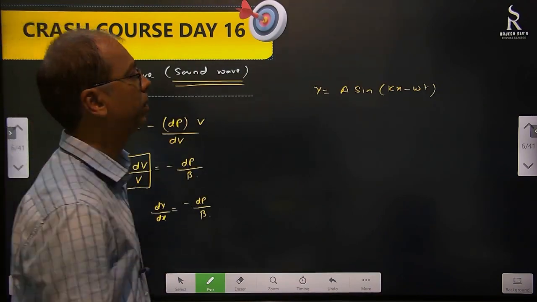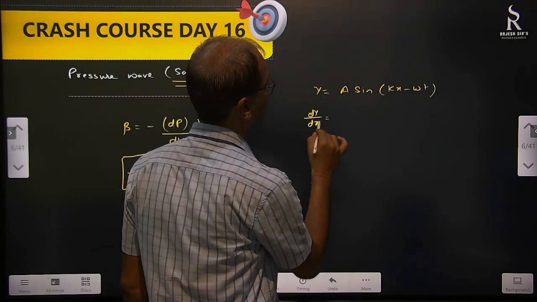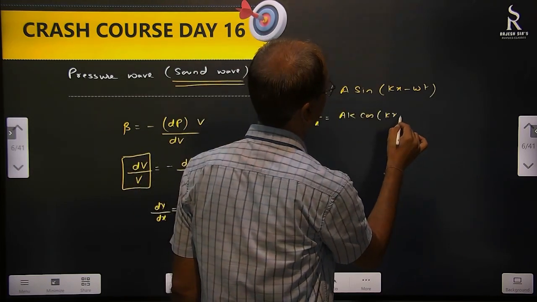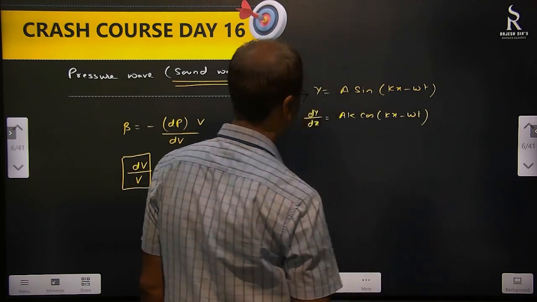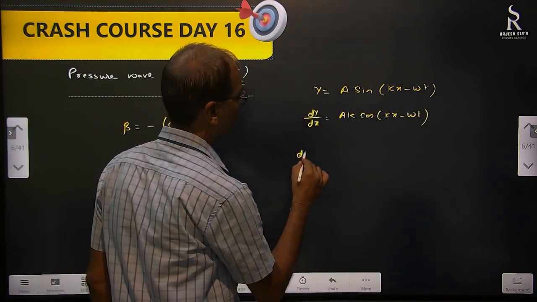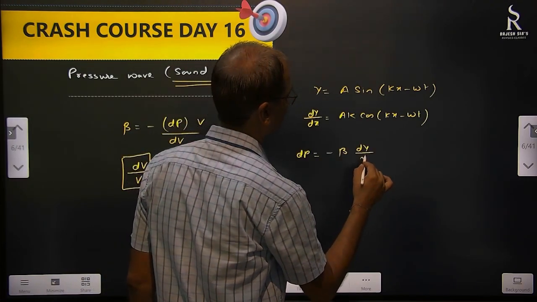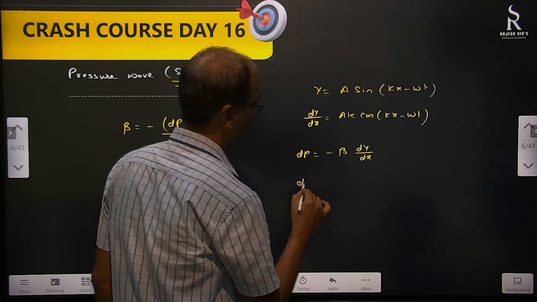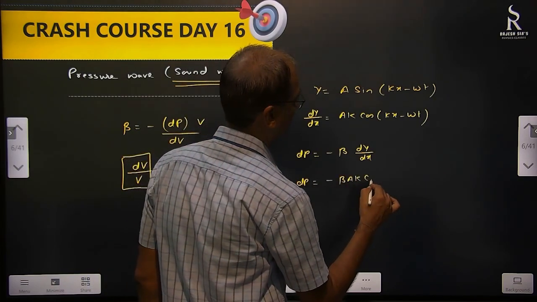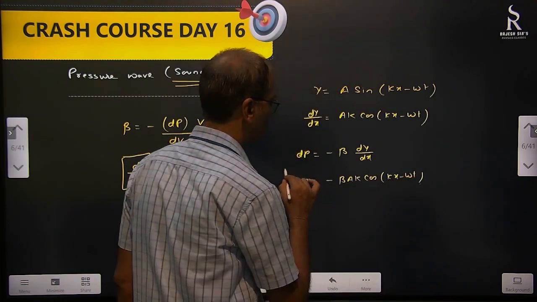Okay, so dy by dx will be what? dy by dx is ak cos(kx minus omega t). Then pressure will be what? Now dP is minus beta dy by dx. So this formula comes out to be minus beta ak cos(kx minus omega t). Now this is the pressure wave.